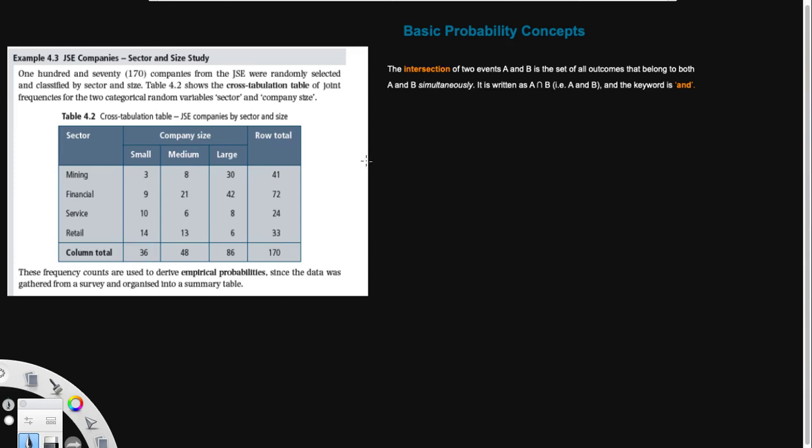As an example here, I could ask, what is the probability that a randomly selected company on this GSE table would be small and would operate in the service sector? So let me just write it down here. We are looking for the probability that a company will be small and operate in the service sector. So this is what we are looking for. I'm just going to underline here, this is my service section, and here this is the small section.